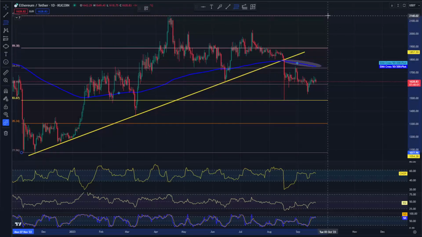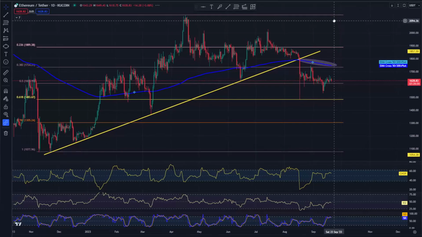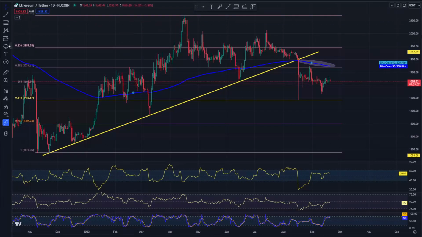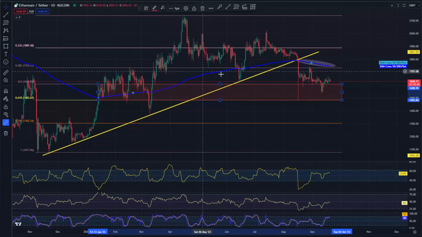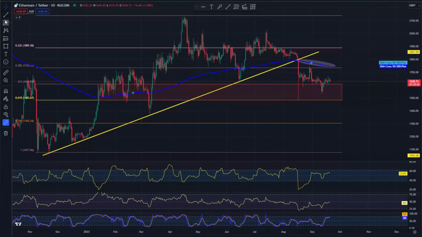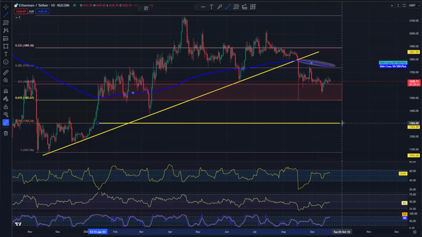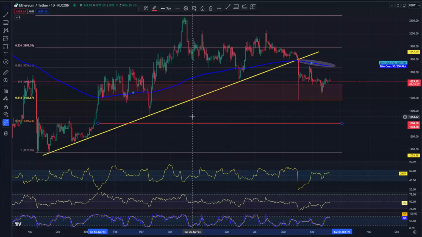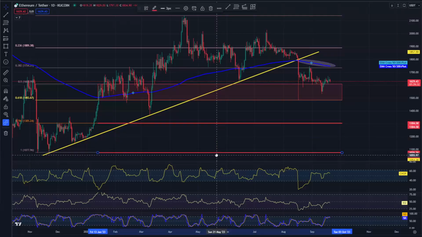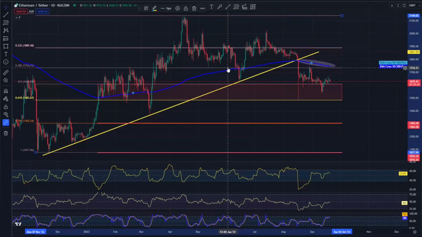Now let's move on to marking the support places. We will use the fib retracement tool to mark supports, and here we see that the price has remained in a strong support zone from $1,608 to $1,483. But when we fall below this zone, we can see a drop to the support level of $1,304 and further towards a very strong support at $1,076.